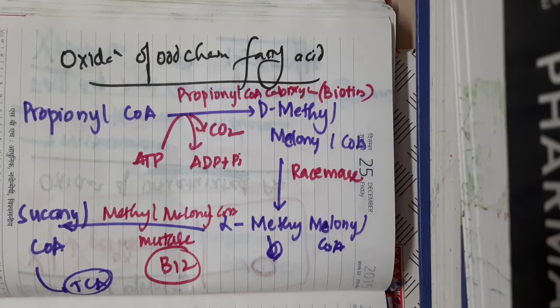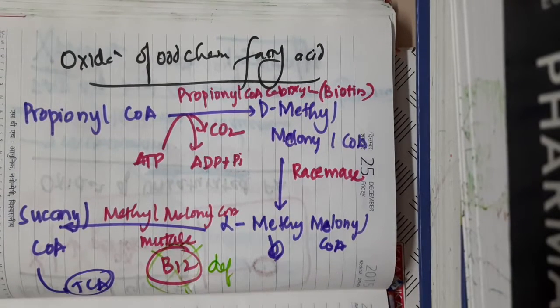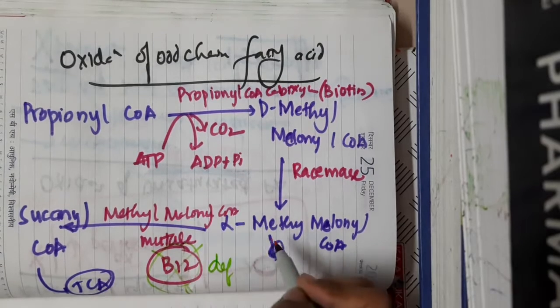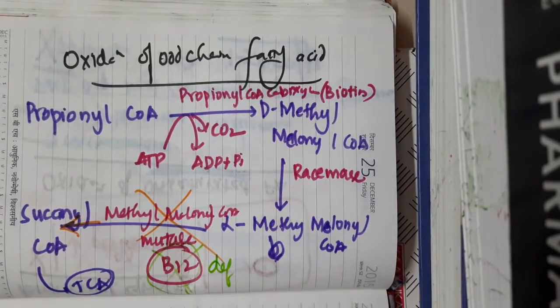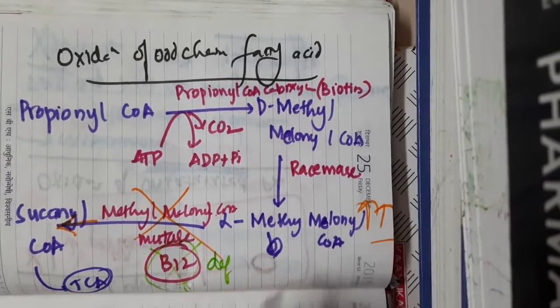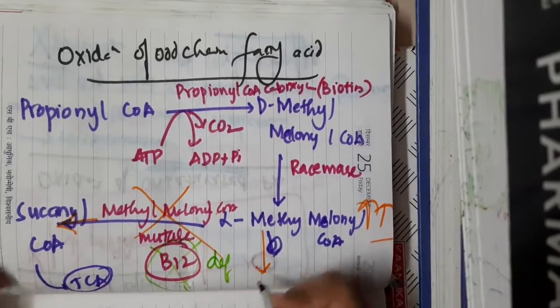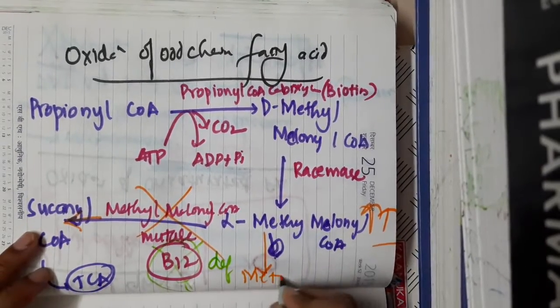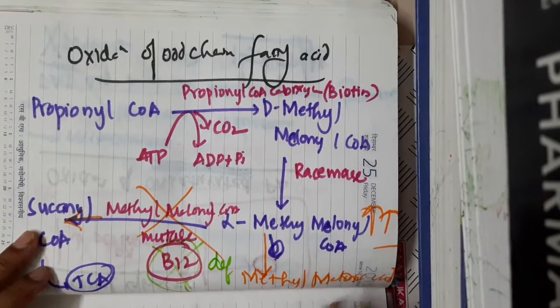So, just think of a condition where there is deficiency of this vitamin B12. If there is no vitamin B12, then clearly this step from methyl-malonyl-CoA to succinyl-CoA does not occur. And as a result, these methyl-malonyl-CoA levels accumulate. When this methyl-malonyl-CoA accumulates, it results in increased levels of methyl-malonic acid.